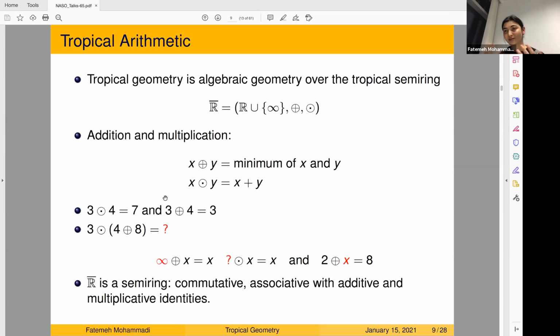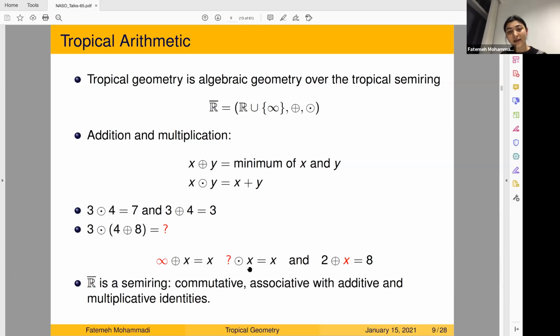Now we're going to take this plus infinity and take the tropical sum of plus infinity and every other number, because we're going to take the minimum. You see that you're always going to get the smaller number x. So that means this is the additive identity in the tropical world. So my tropical semi-ring has an additive identity, which is plus infinity.